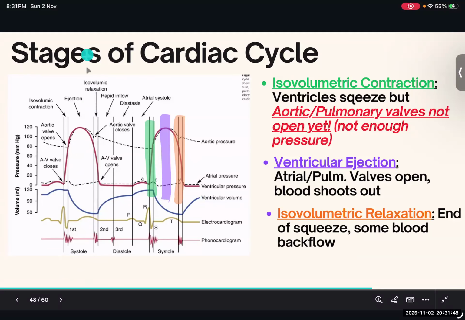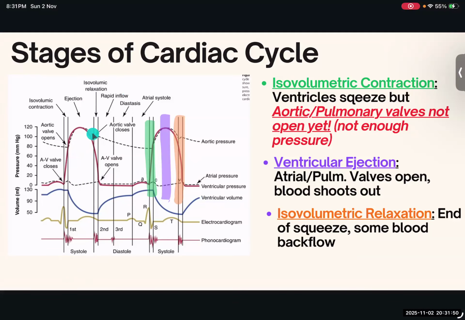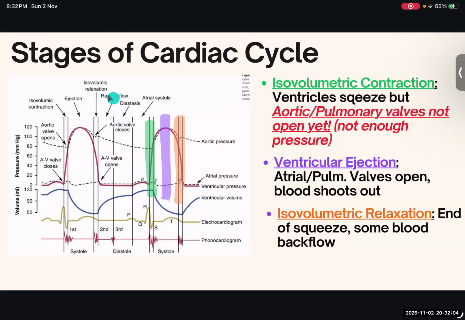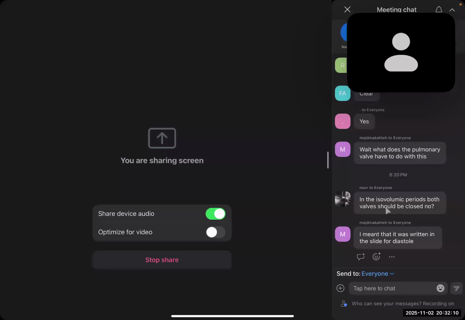So when they close during the isovolumic relaxation, then we have production of the sound. So to summarize, isovolumic contraction, closure of atrioventricular valves. Isovolumic relaxation, closure of the AV valve, the aortic and pulmonary valves. Sorry if I'm getting it mixed up, okay?